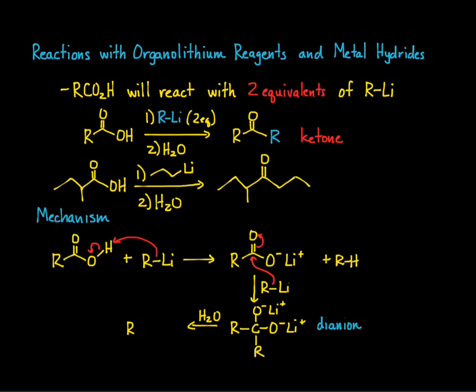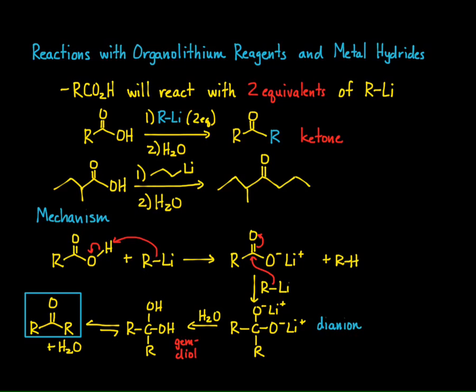And when I treat that dianion with water, I form a geminal diol, and that geminal diol undergoes a conversion to a ketone because there is an equilibrium between the ketone and a geminal diol in water. But that equilibrium lies toward the ketone over the geminal diol. So this is a great way of making ketones. And that's the key, ketones. We're making ketones.